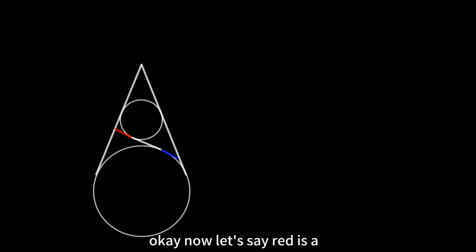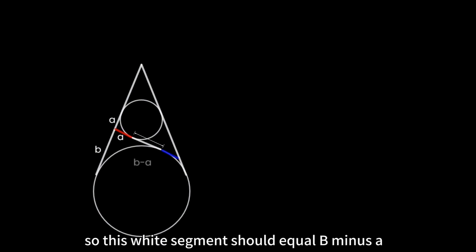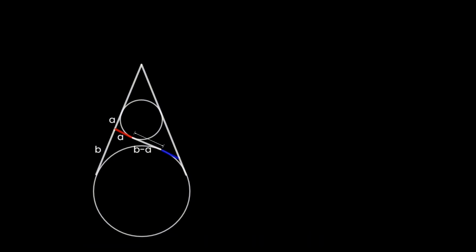Okay, now let's say red is A. So this part should equal A. Then, let's say this part is B. So this part should also equal B. So this white segment should equal B minus A.